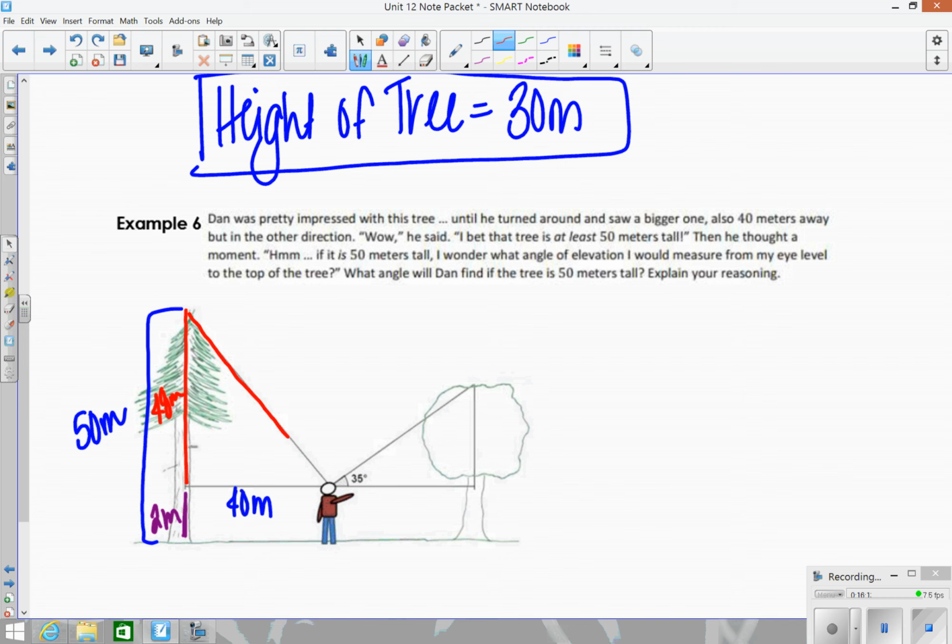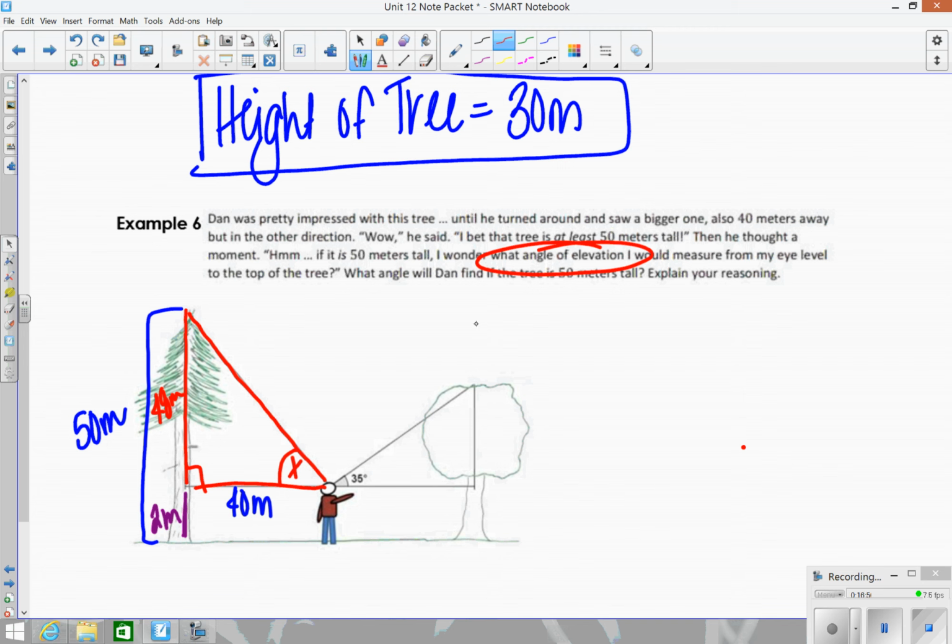So basically what the question asks us is to use this right triangle with the 48 and the 40, and we want to figure out what the angle of elevation is. After he figured it must be at least 50 meters tall, he thought, if it is 50 meters tall, I wonder what the angle of elevation is. I would measure from my eye level to the top of the tree. So from the horizon at his eye level to the top of the tree is going to be the angle of elevation. So that's where the x goes. That's our goal. That's what he's trying to find.